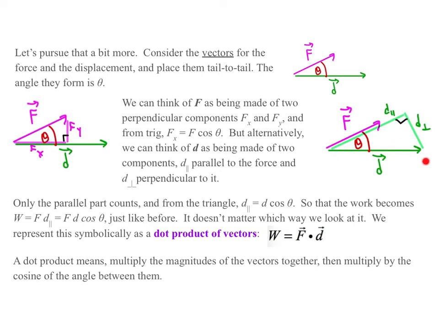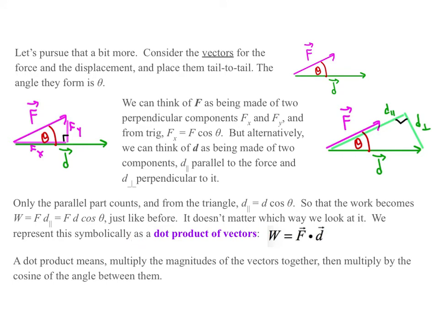But you can instead think of this as being that D is broken into two parts, along the force and perpendicular to the force. And we'd find D parallel is also D cos theta. So we get the work back here to being F times D parallel, right? F times the distance along which it acts. And we get again FD cos theta. It doesn't matter which way we look at it.